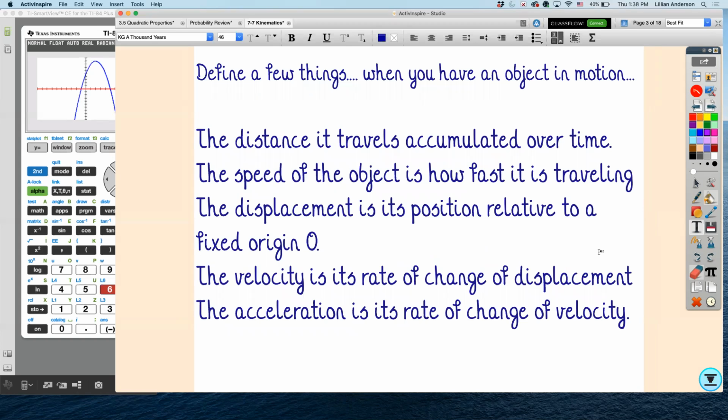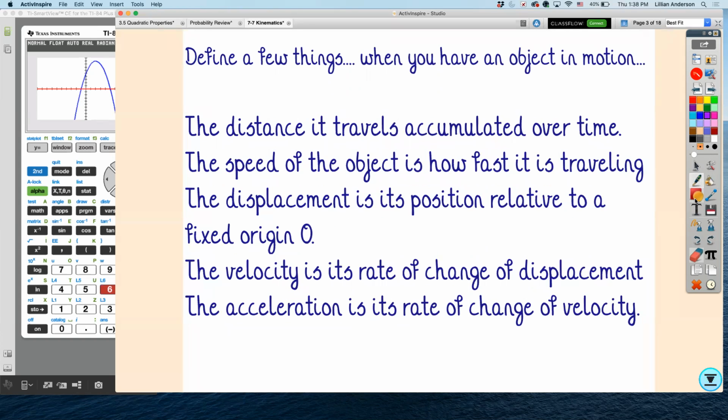When we have an object that's in motion, the distance that it travels accumulates over time, okay? Whether the object is moving to the right or to the left, the total distance is accumulated over time. The speed that the object is going is how fast it is traveling. I think everybody knows that that's what speed means.